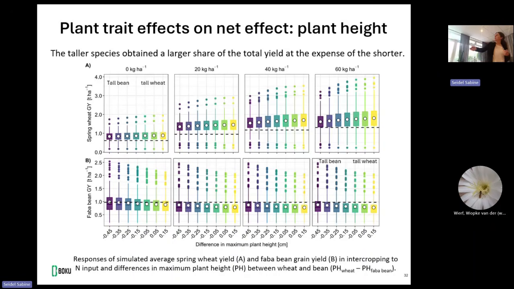What you can see is the taller the wheat, the higher the spring wheat yield, and the taller the wheat, the lower the faba bean yield. But the effect again is not very high. This is also what we saw in the experiment. You can have some effects of the heights of the wheat, but you will not explode yield by having a specific growth.